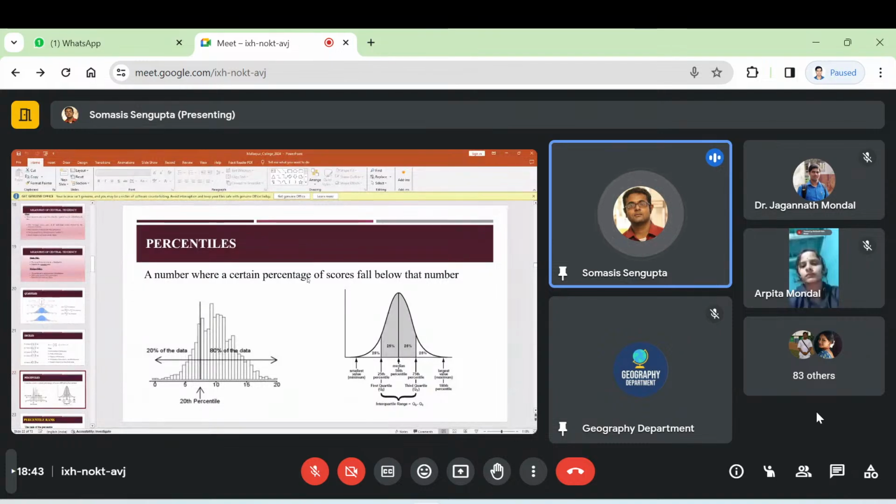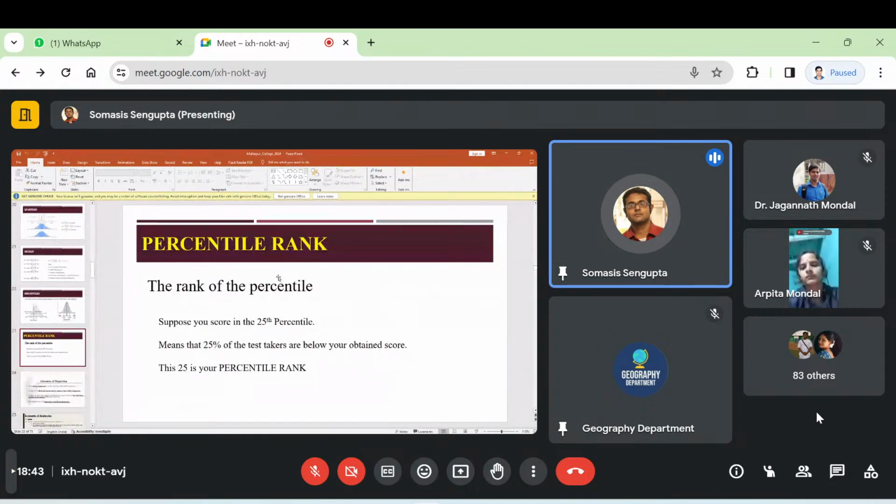Now, next you have percentile. Percentile is a value which divides the distribution into 100 equal parts. So that means if the entire part is 100%, one equal part will be 1%. So this way it will continue. But the biggest applicability of percentile is the percentile rank. Now, why do I say so?